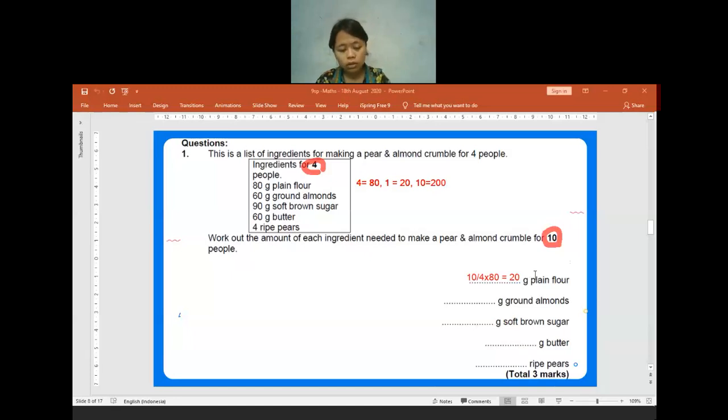Okay then. Is there anyone having any question or confused by my explanation? No? Okay. So now can you tell me how many gram of ground almonds will be needed?